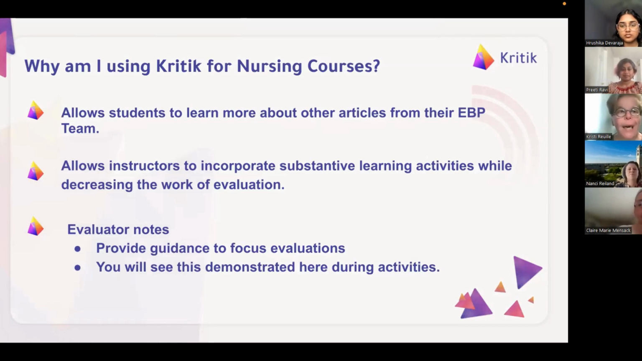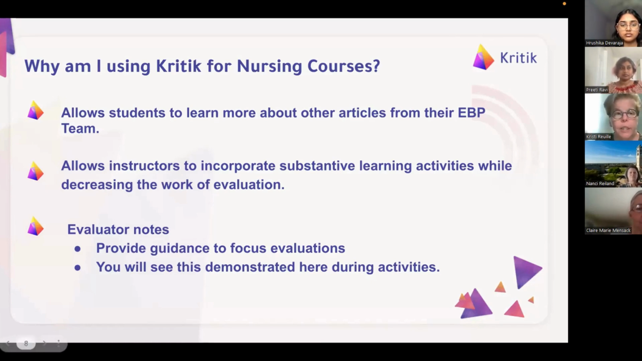And so I am using Kritik because it allows students to learn more about, as I said, I have about 10 to 12 articles in an evidence-based practice team. And by evaluating their team members or other duos within their team, they get to learn about more articles, not just their own articles they're working on. And that is, to me, what is very, very helpful about Kritik for this project.